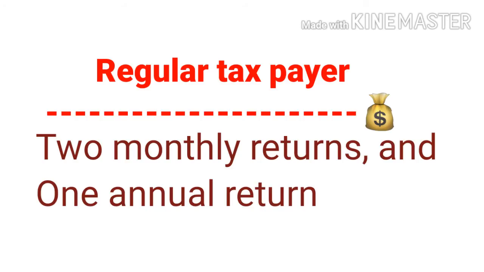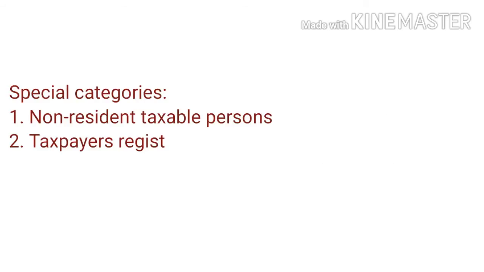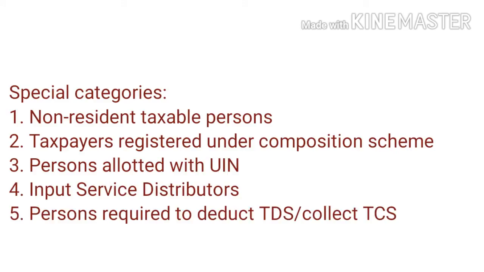However, there are special category taxpayers registered under GST who need to furnish separate returns. These taxpayers include non-resident taxable persons, taxpayers registered under the composition scheme, persons allotted with unique identification number, input service distributors, and persons required to deduct TDS or collect TCS, which is tax collection at source.